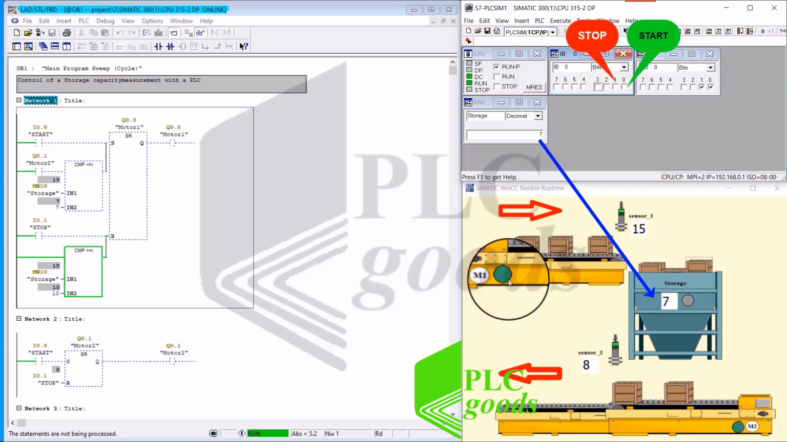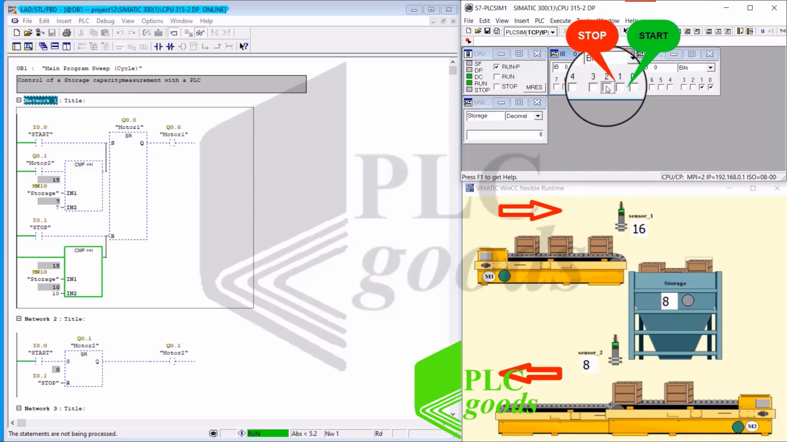Right now notice that because I have 7 boxes inside the storage area, M1 is turned on. And when it got to 9 and 8, the alarming signal light turned off completely. And right now M1 and M2, both of them are on.